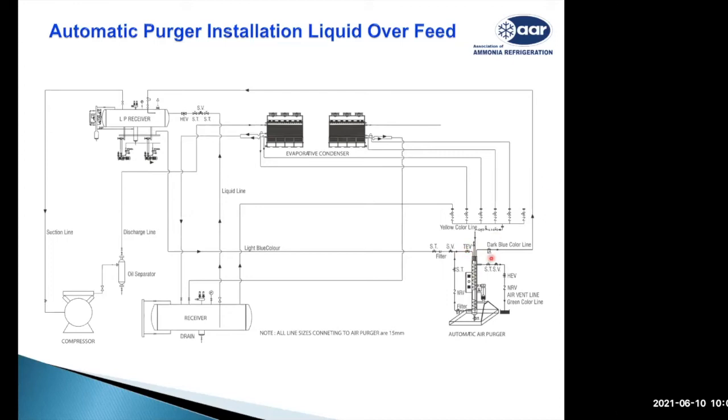Whereas if these are non-condensable gases, then there can be electronic temperature and pressure sensors, which sense the difference between the temperature and pressure of the ammonia liquid and the foul gases, and then vent it into your air bubbler or into your water bucket. So this is typically for the liquid overfeed system.